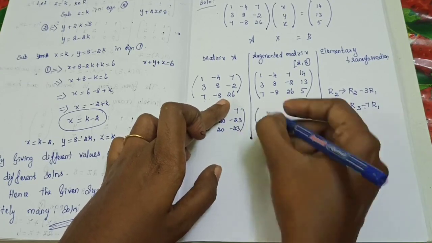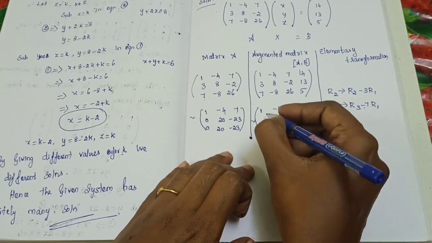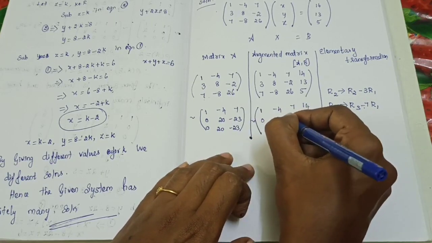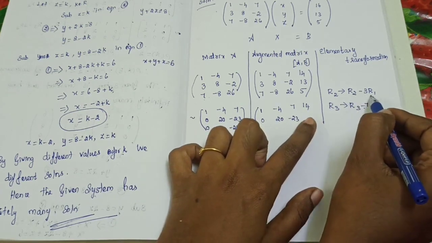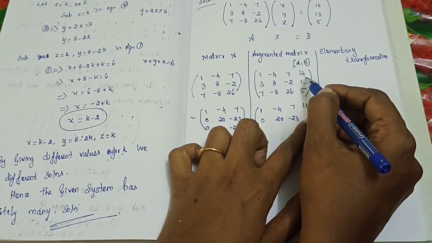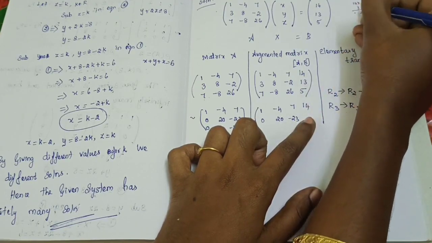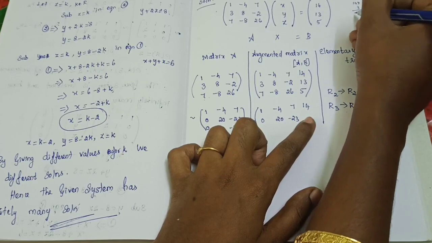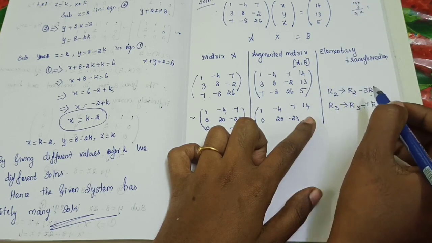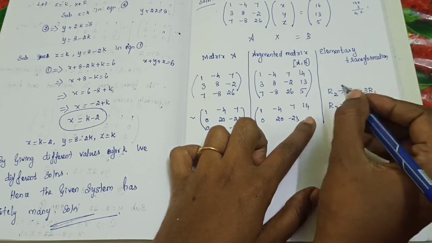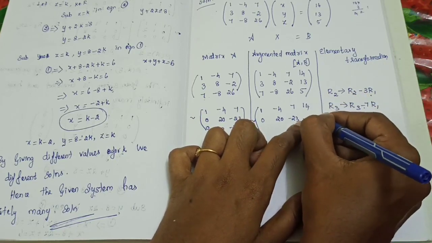Correct? Then here also 1, minus 4, 7, 14. Equivalent symbol, don't forget. Then here 0, 20, minus 23. This alone you need to check using R2 minus 3 into R1. So 3 into R1, so 3 into 14 you need to find. 14 into 3 means how much you will get? 4 3s are 12, 2, 1 balance, 42. Is it right? So that is 13 minus 42. So 13 minus 42 means you will get minus 29.